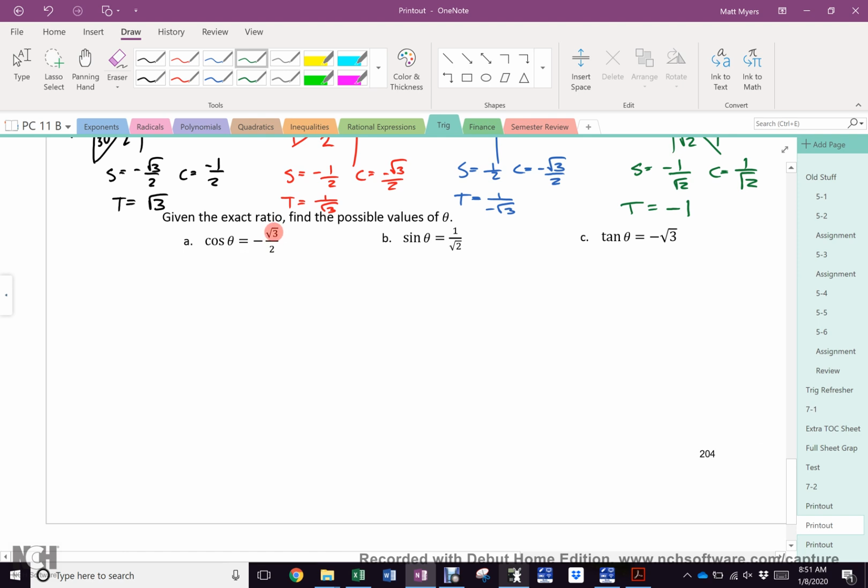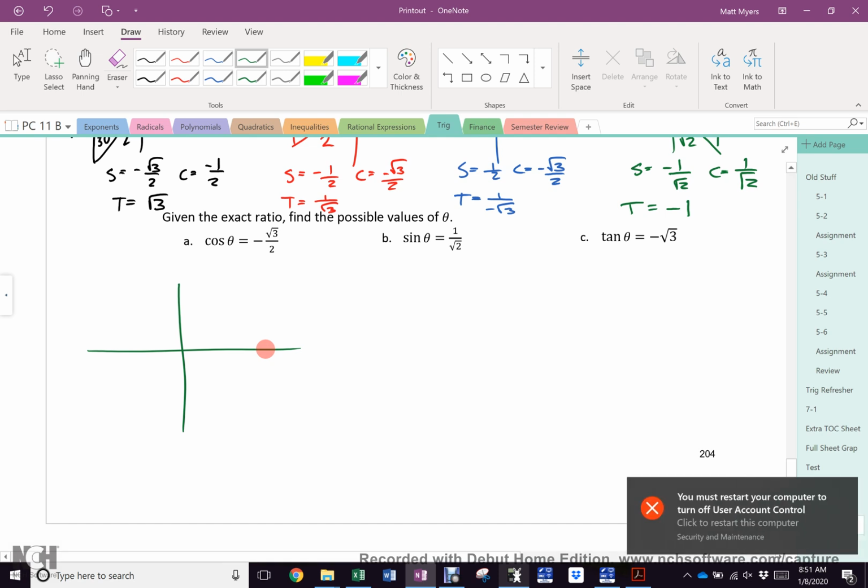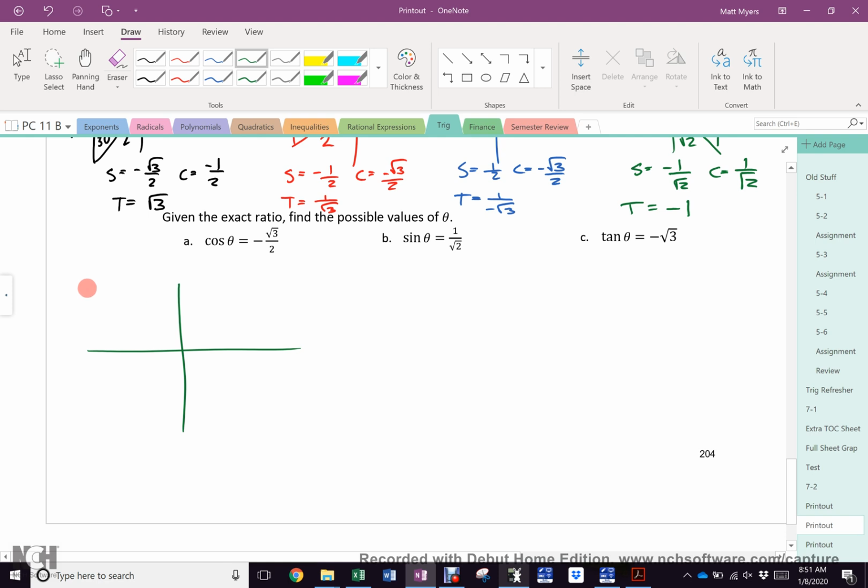I have negative root 3. Cos of theta is negative root 3 over 2. So if cos is negative, how many places can it live? 2 different places, yes? Where can cos be negative? Second and... No. Second and third, yes? So cos, I have to be out here. Nice line. I have to be out here or out here, right? Now, I haven't drawn it to scale at all. I've just drawn where the line has to be, yes?